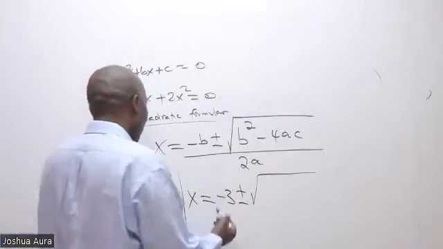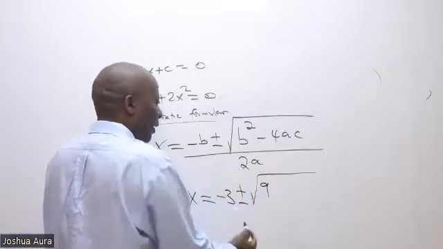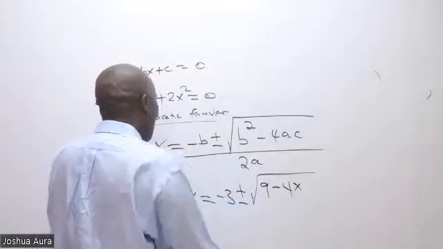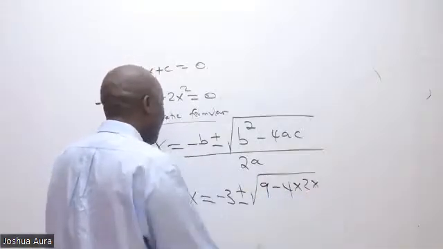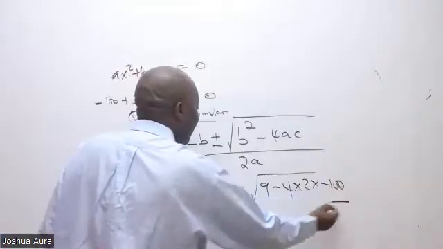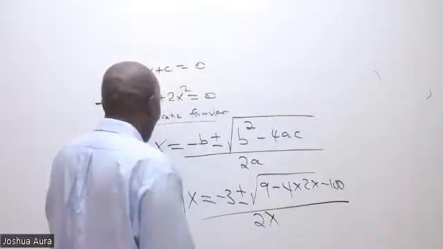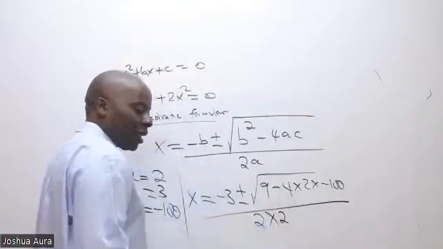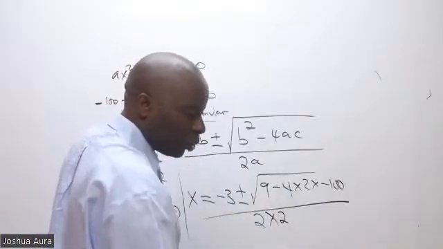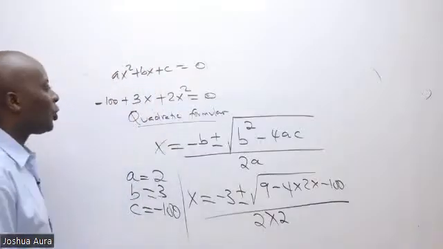So then we come here. b squared, so 3 squared gives me 9, minus 4 times a, which is 2, times c, which is negative 100. And then everything will be divided by 2 times a, 2 times 2. Great. Thank you so much.